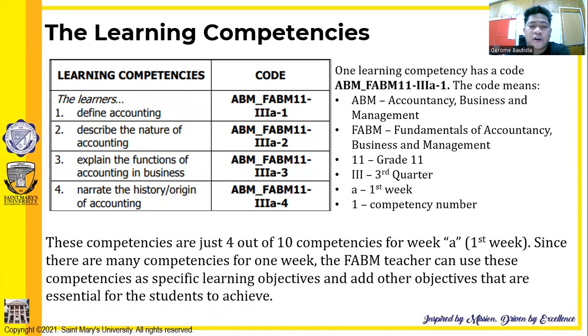Now, these competencies here, the four competencies here, are just 4 out of 10 competencies for week A. If you're going to look at the curriculum guide for FABM in grade 11, there are 10 competencies for week A only. So since there are many competencies for 1 week, the FABM teacher can use these competencies already as the specific learning objectives. You are lucky if you have many competencies because you don't have to think of the objectives. So here again, the FABM teacher can use these competencies as specific learning objectives. And then they could add other objectives that are essential for the students to achieve.